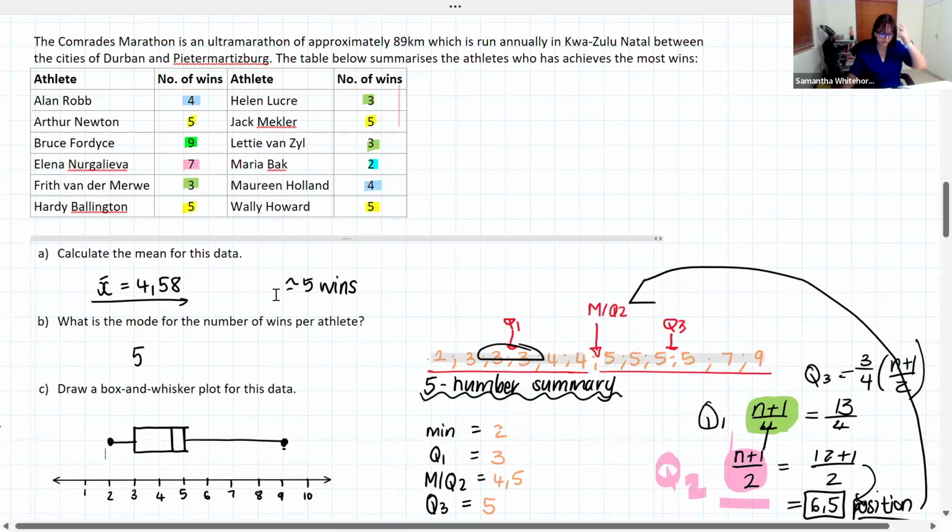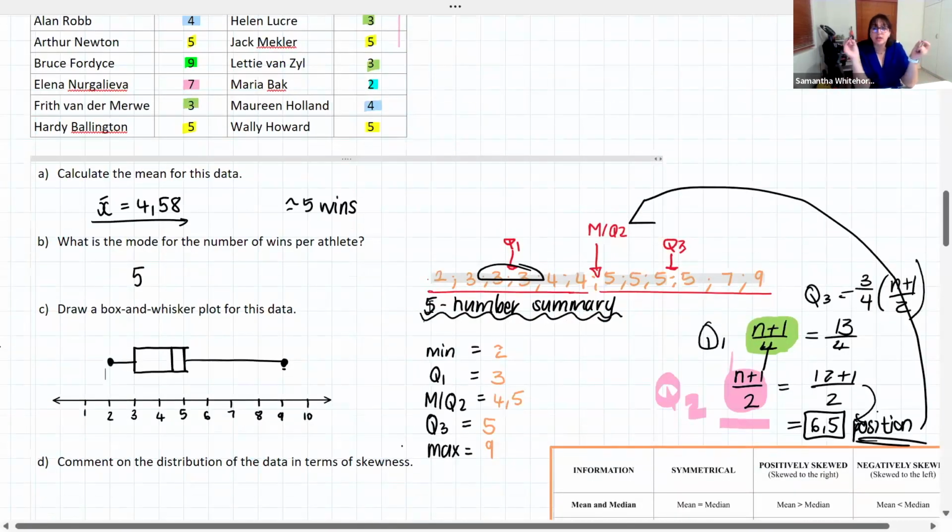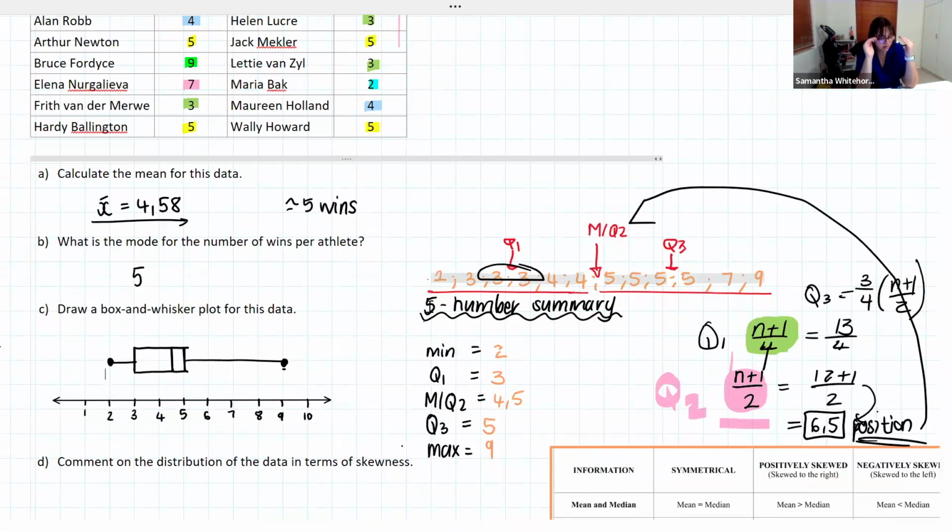Okay. So if you draw a box and whisker with dots on the end for your whiskers, I don't. I use lines, but again, it makes absolutely no difference. Right, so we've drawn our box and whisker. You need your 5-number summary. I've shown you ways that you can do it with formulas or just count. If you want the formulas, they're all there for you.